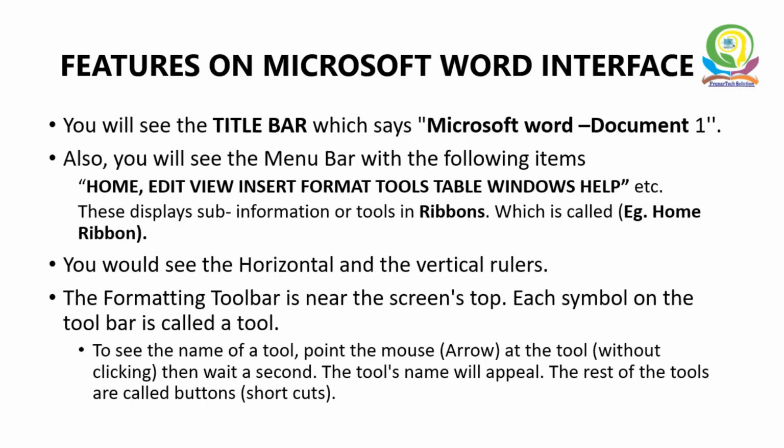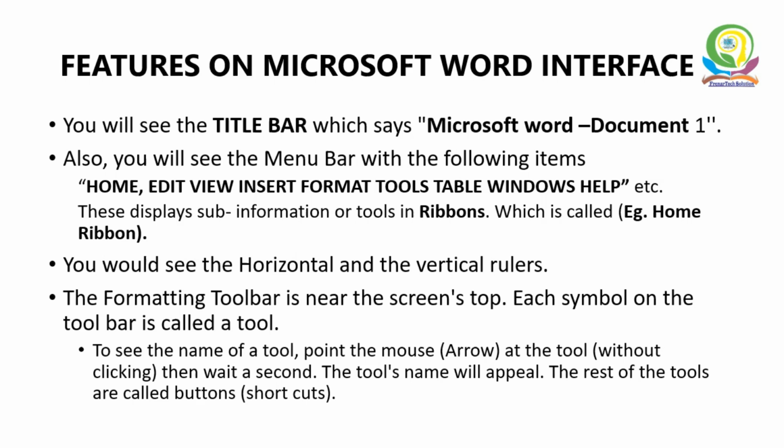So for the new applications like 2007 and above, you will see the ribbon. Even though the home, file and those things are there, when you click on it, it deploys them in the form of ribbons for you. You will see the horizontal and the vertical row. These are some of the features you will see when you open a word processing application.